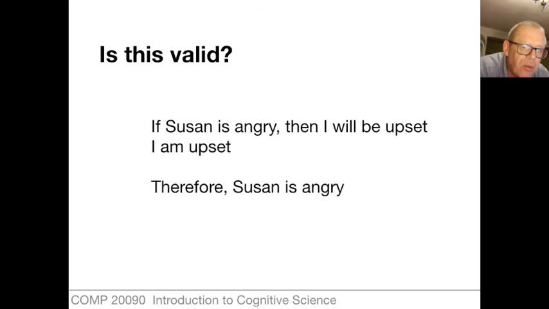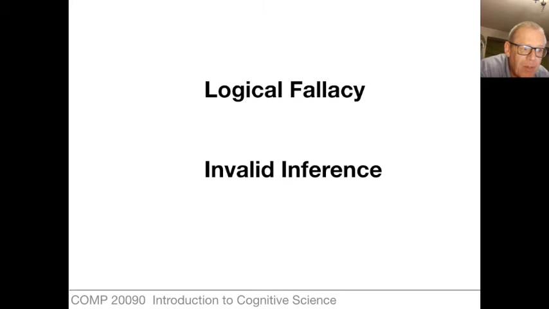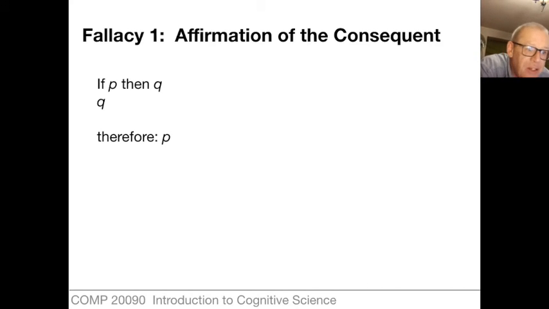So we're dealing here with something that looks like logical reasoning and is actually wrong. We have a special term for that. We've a term, logical fallacy. This looks a lot like modus ponens and modus tollens, but it leads us to an invalid inference. We've got two of those we're going to look at, and they're both very similar to modus ponens and modus tollens, but they're different and they lead to mistakes.